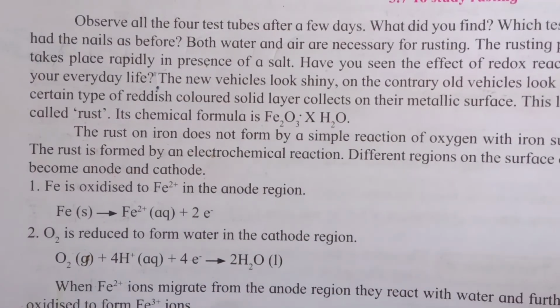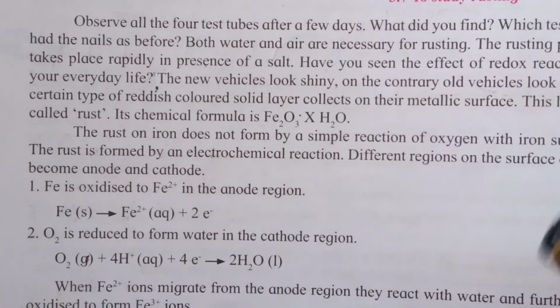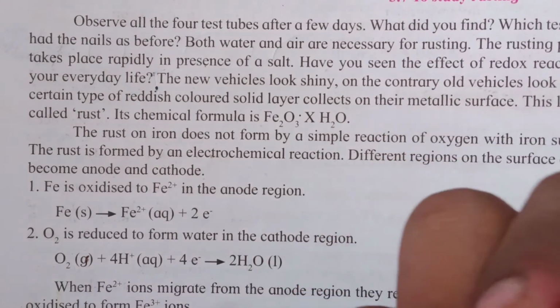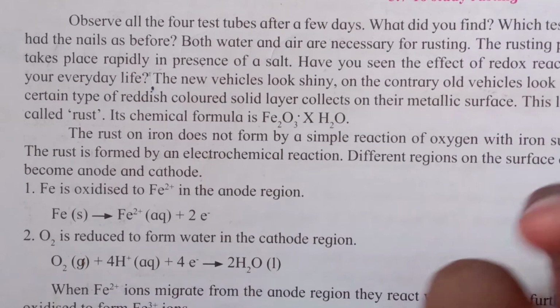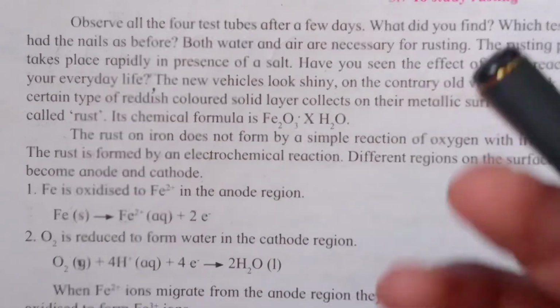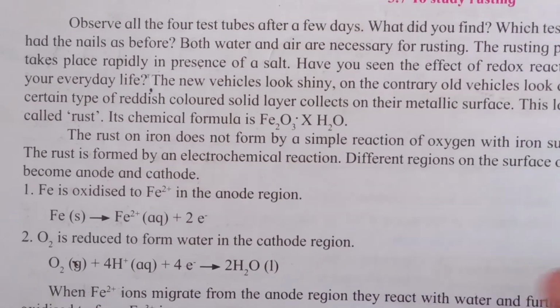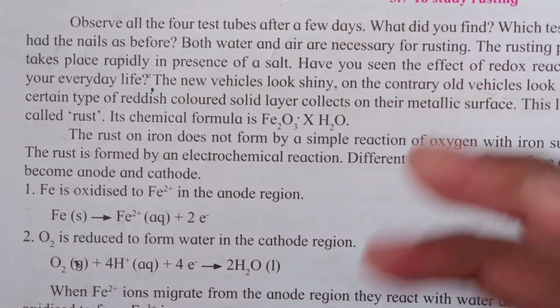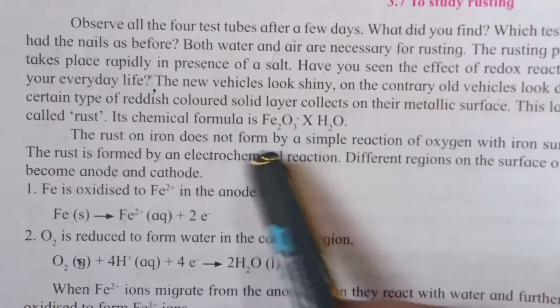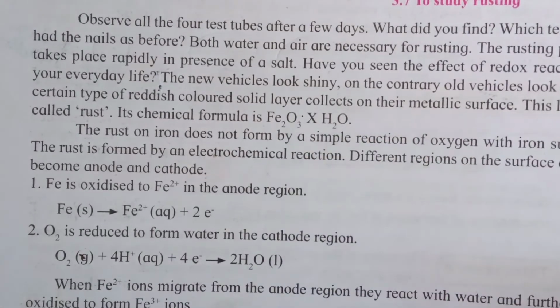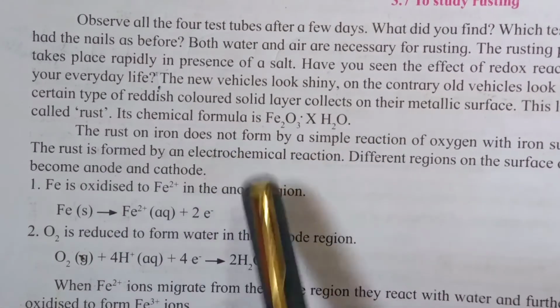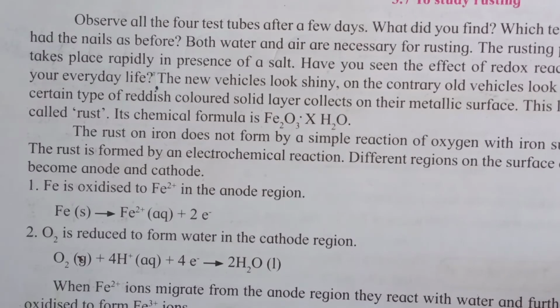As I had told you, the red particles or the red substances which are very minute when we see through our naked eyes are known as rust, as they are formed from the combination of water and iron. Okay, its chemical formula is Fe2O3.XH2O.